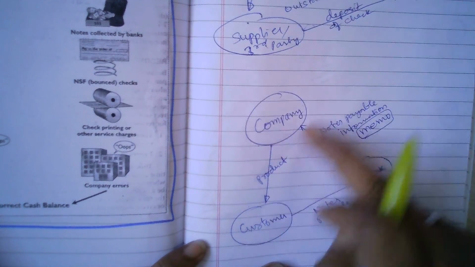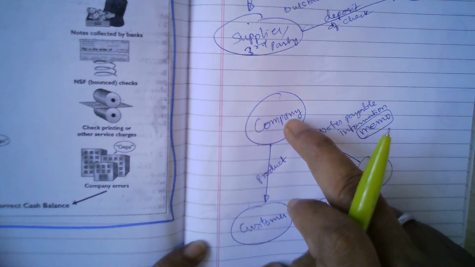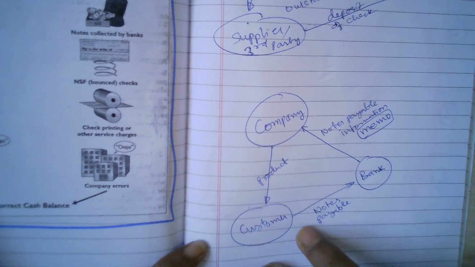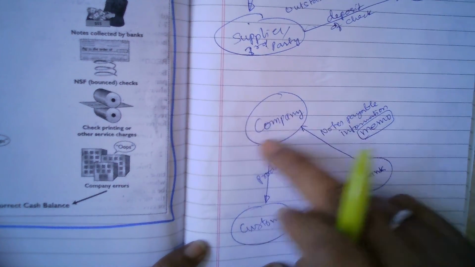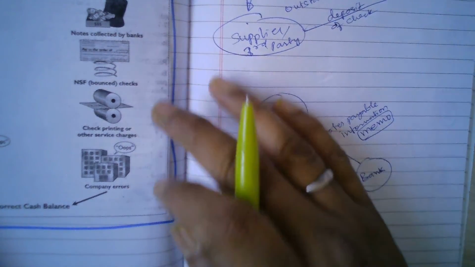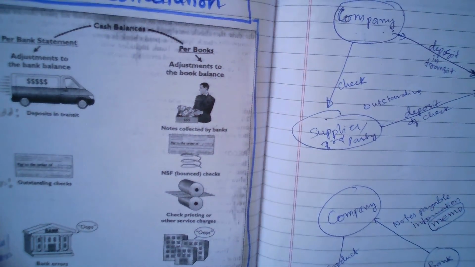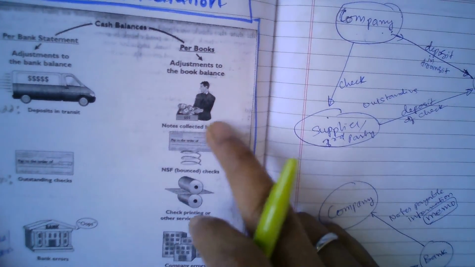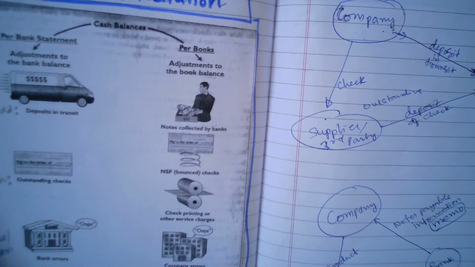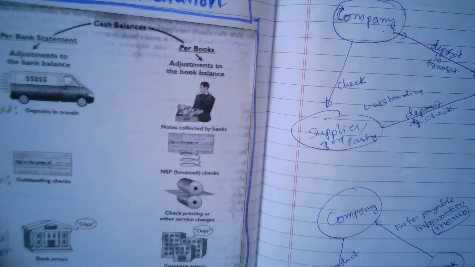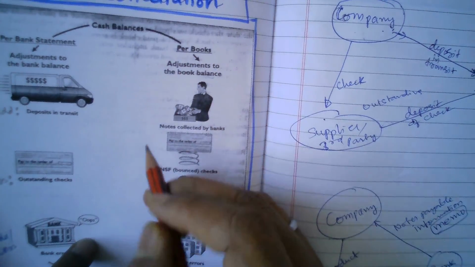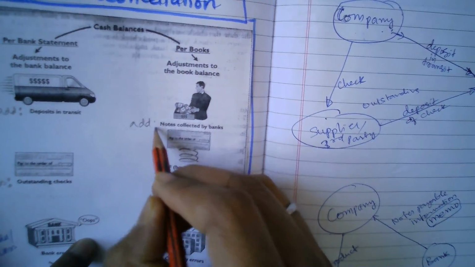Looking at the memo, the company will have to increase the cash, because here the bank has received the payment, but the company has not yet received the payment. So these notes collected by bank are something that needs to be added. So here I will say add.